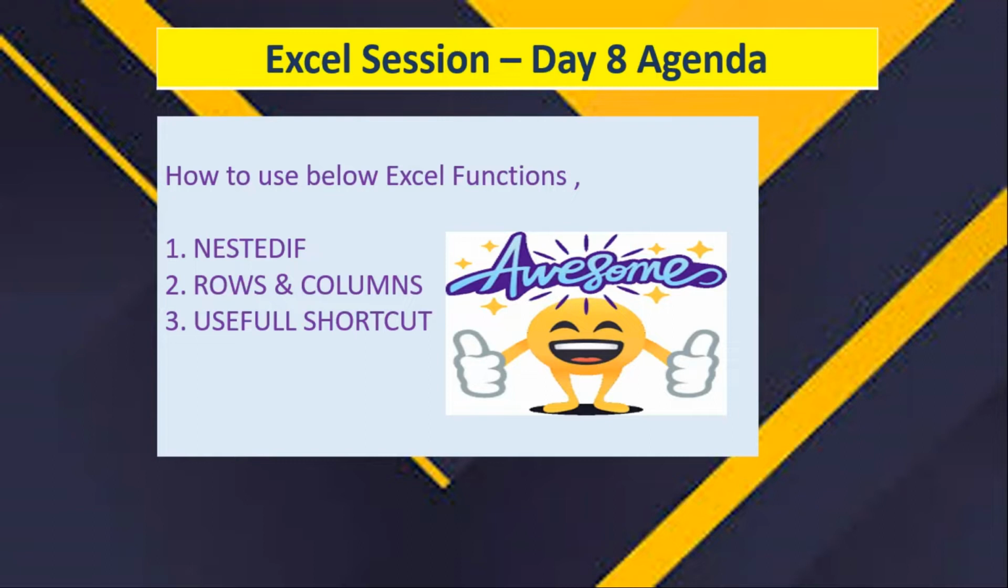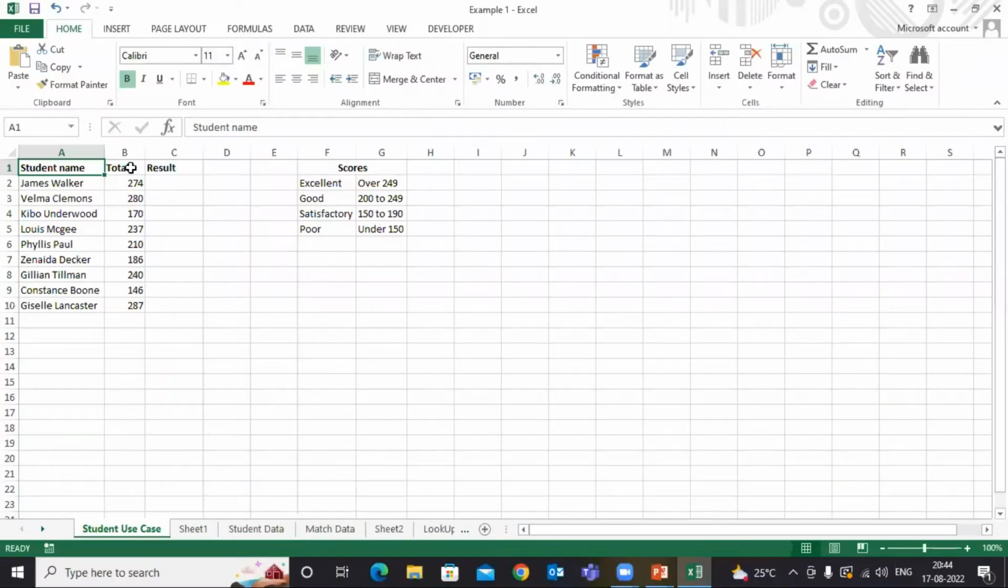So the agenda for today's session would be learning the Excel functions as shown. We would be learning the nested if, rows and columns, the count of rows and columns, and other useful shortcut keys that we can use in Excel to perform our day-to-day activities. We have the same student use case data set, and we will explore these formulas to arrive at the result. Let's quickly go to Excel.